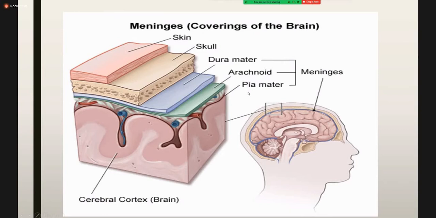Just below the arachnoid mater and pia mater, there is a space which is known as the subarachnoid space, in which are situated vessels and vascular bundles, including veins and arteries of the cerebral system.